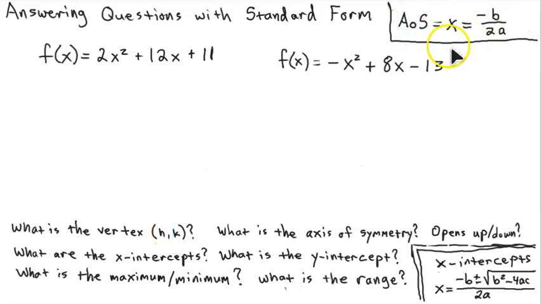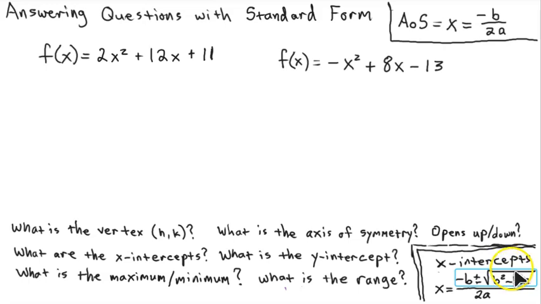And here is the formula for the axis of symmetry. It's negative b over 2a. And this is b, 12, and this is a, 2. Okay. Also, the y-intercept is very easy to find in standard form, but the x-intercepts are very difficult.